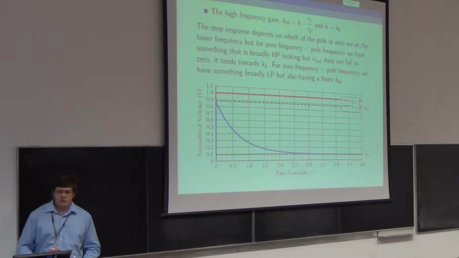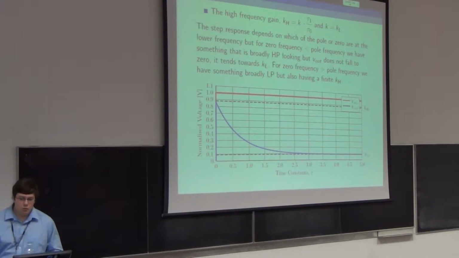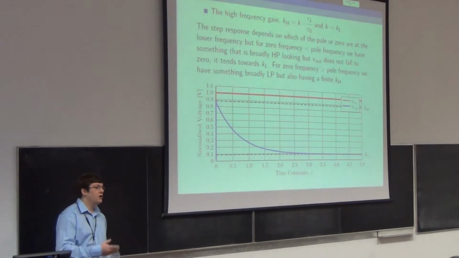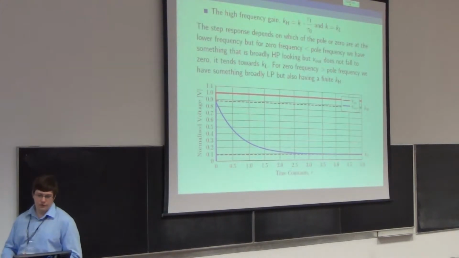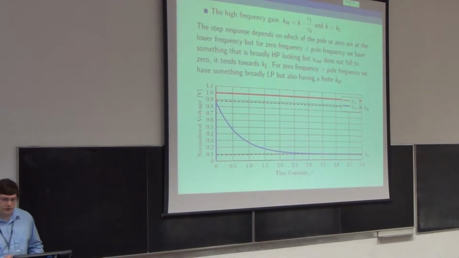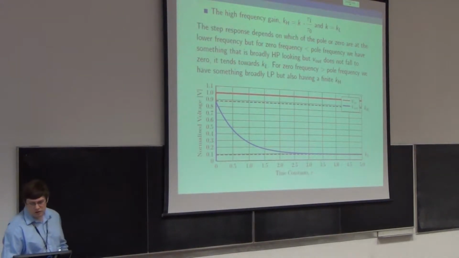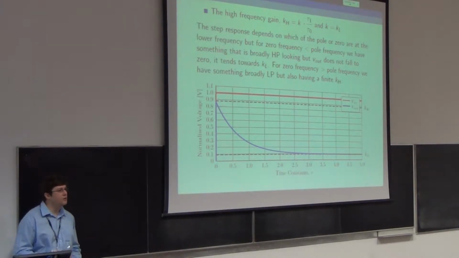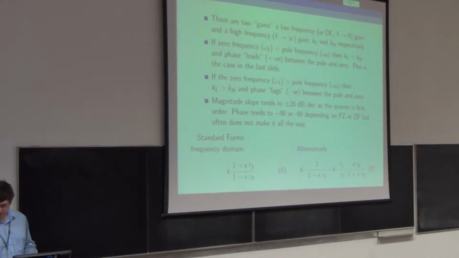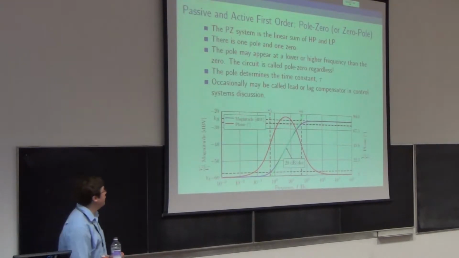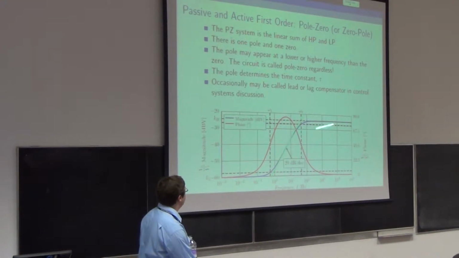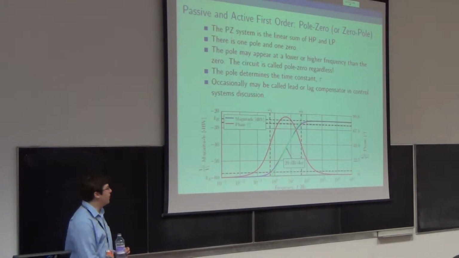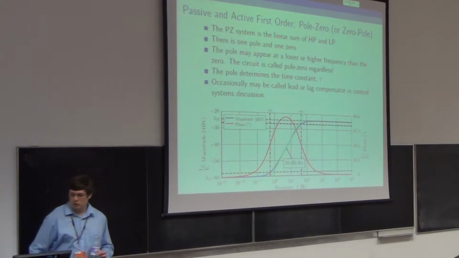So the step response of the pole zero circuit depends on whether the pole comes before the zero, at lower frequency, or the pole comes at higher frequency than the zero. Well, what have I got here? If the zero frequency is lower than the pole frequency, we have something broadly high pass. And if you go back to this, that's the situation on this slide. We've got something with a higher high frequency gain than low frequency gain. So we ought to expect something that's broadly high pass, but has a DC bit as well.